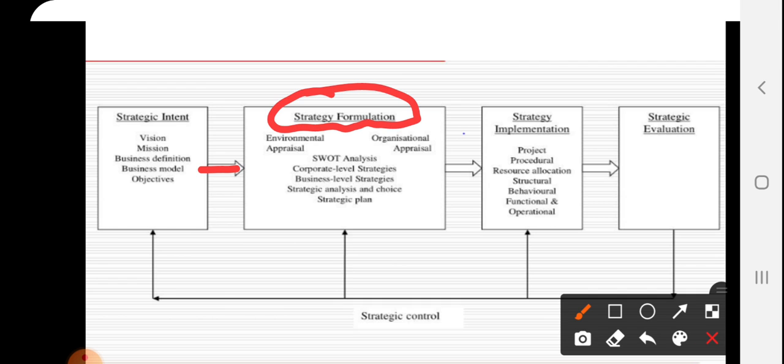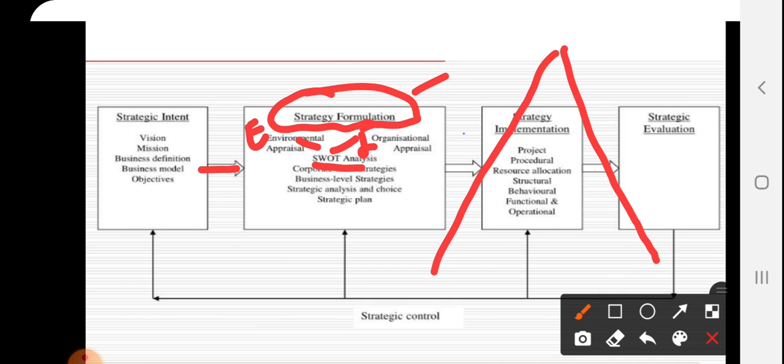Before formulating any strategies, an organization needs to check the grounds by using SWOT analysis, through external environmental appraisal and internal organizational appraisal. S and W are for internal, and opportunities and threats are for external. Okay. Now the organization is ready to decide or design various strategies at various organizational hierarchy levels, at top level, middle level and bottom level.